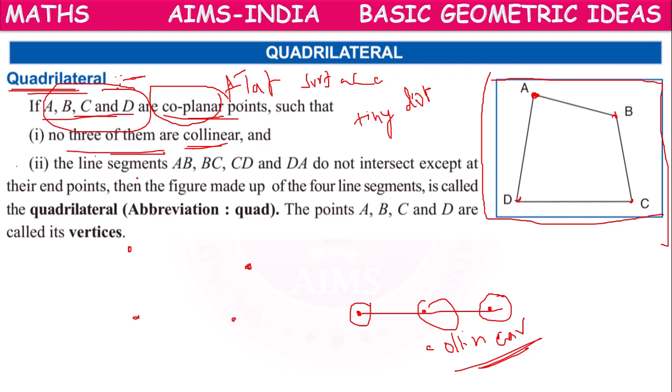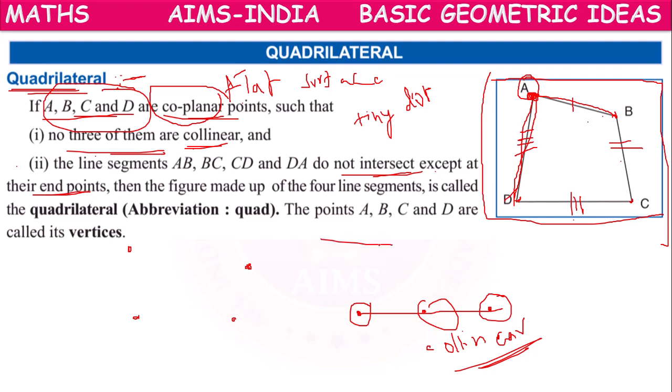And the line segments AB, BC, CD, DA do not intersect except at their endpoints. Here the line AB is there, the line AD is there. The 2 lines are intersecting at A, which is the endpoint of line AB and line AD. So they have to intersect exactly at the endpoint.